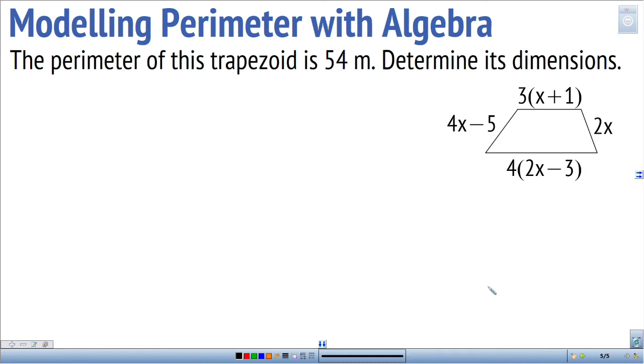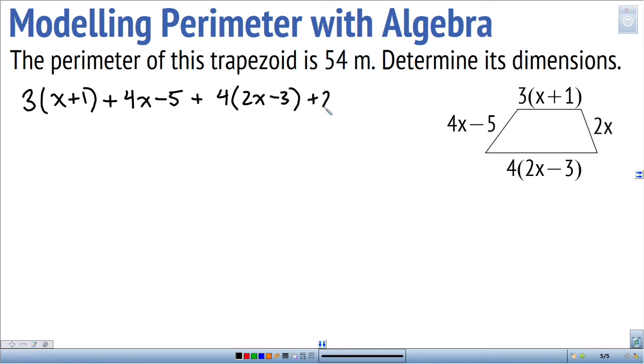All right, so let's build our equation. If we add up the 4 sides, they should equal 54 meters. Let's look at the top side here: 3 times (x plus 1), plus (4x minus 5). I'm just going to go counterclockwise. Plus 4 times (2x minus 3), plus 2x. That should equal 54.